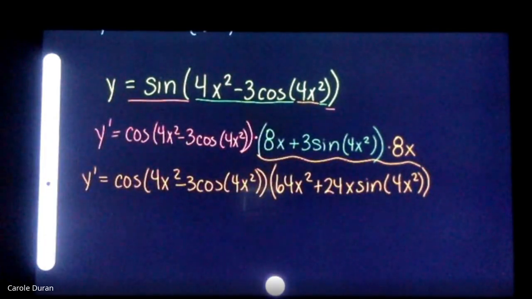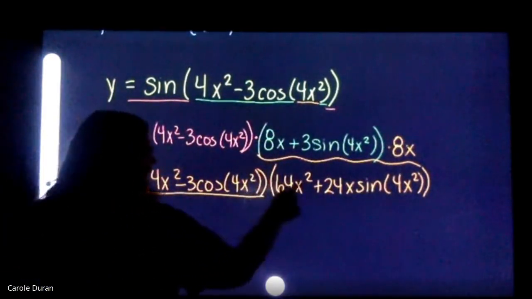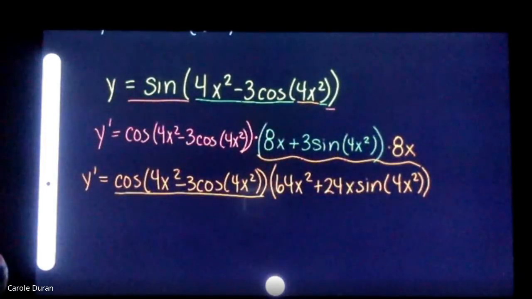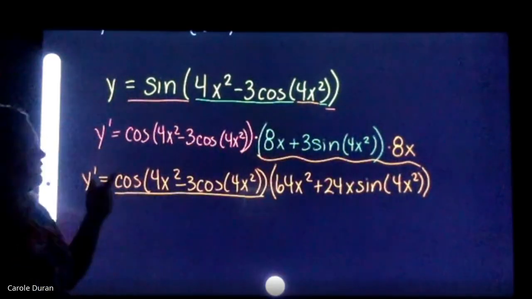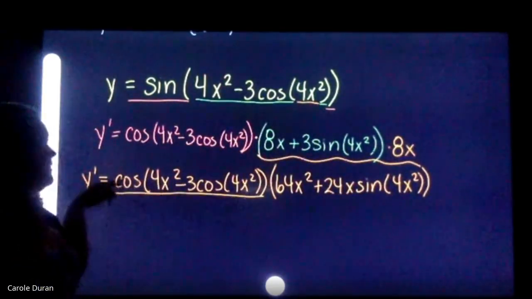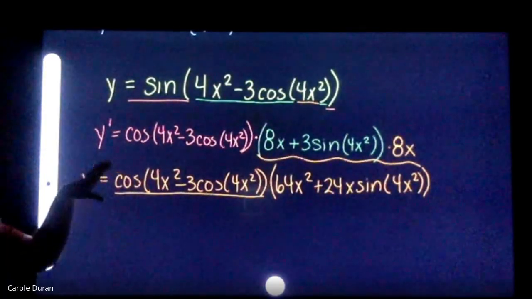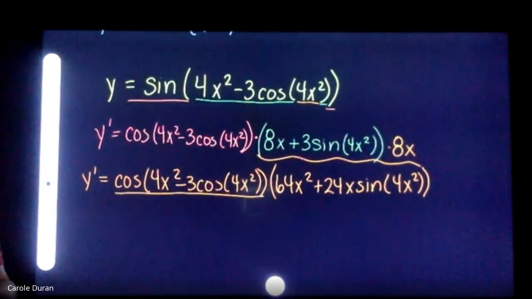And then if you wanted to continue from here, we would do this entire function times each of those inside of there. I won't make you write that, but that would be the next step. So you'd have 64x squared cosine of all of this plus 24x sine of 4x squared times cosine of all of that. This would be an acceptable simplified spot to stop though. Any crazy questions, concerns, or issues that you have?